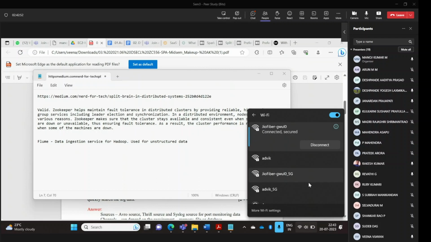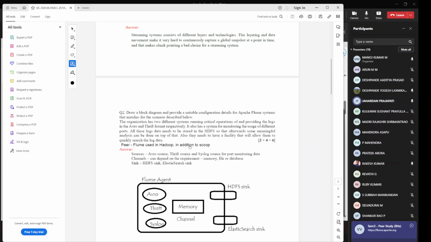Yes, they are both ingestion tools. Someone described that one is for structured and the other is for unstructured data. Scoop is for structured data and Flume is for unstructured data, right? Yes.